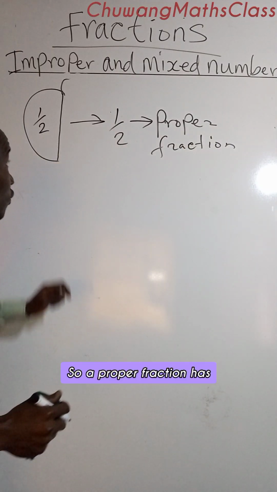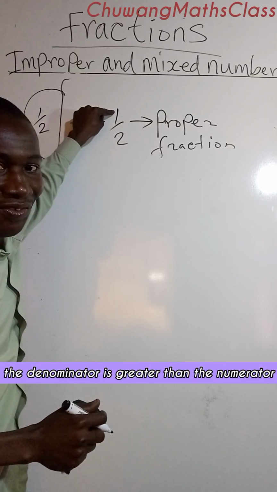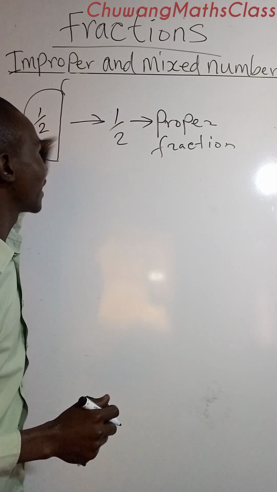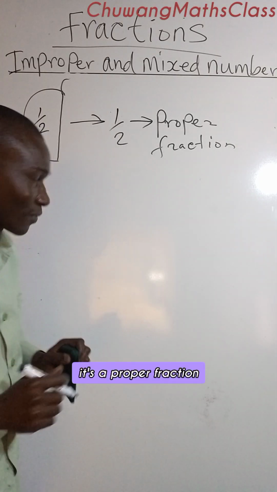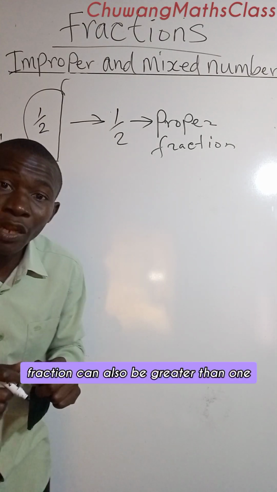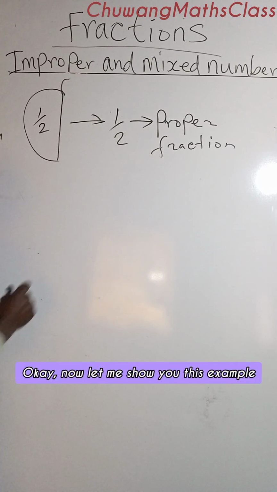So in a proper fraction, the denominator is greater than the numerator. Whenever you have a fraction where the numerator is less than the denominator, it is a proper fraction. Now, a fraction can also be greater than 1. Now let me show you this example.